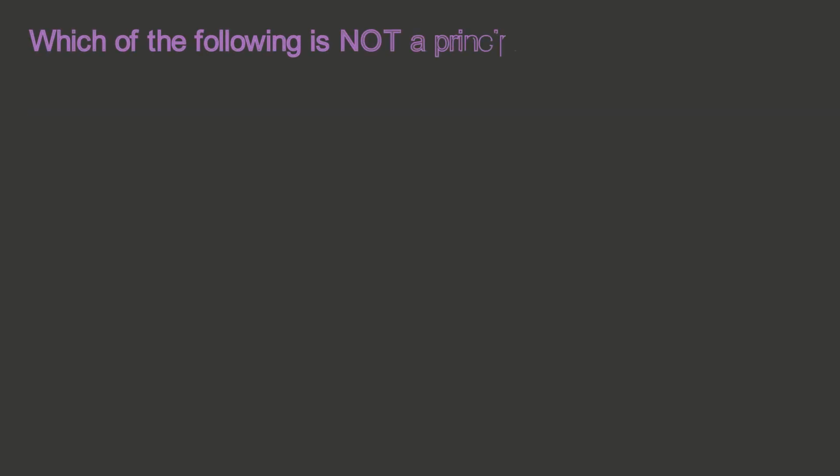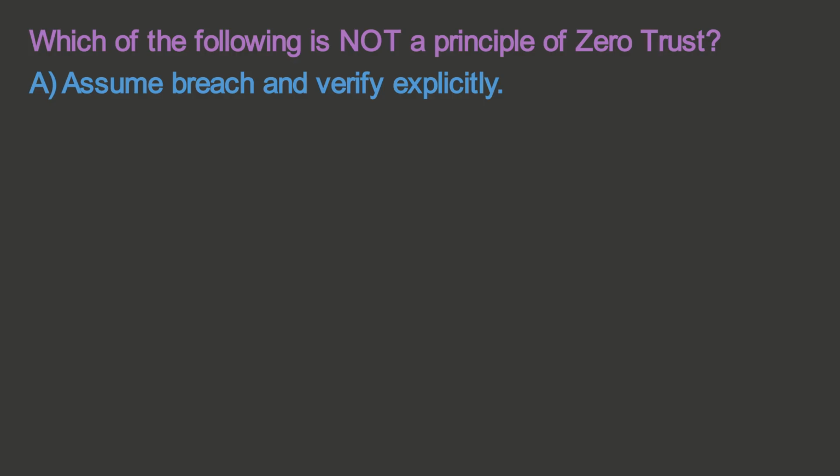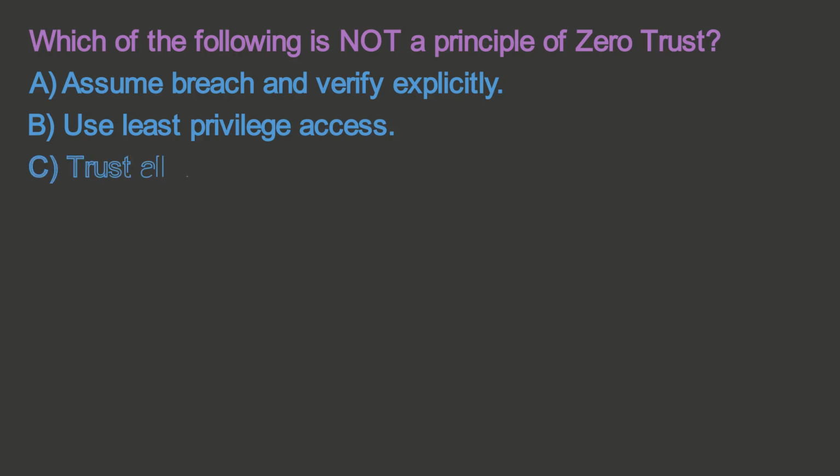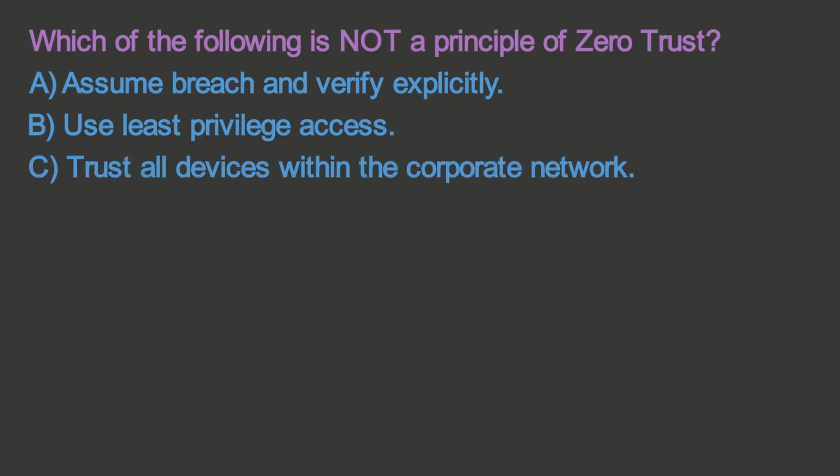Which of the following is not a principle of Zero Trust? A. Assume breach and verify explicitly. B. Use least privilege access. C. Trust all devices within the corporate network. D. Inspect and log all traffic.